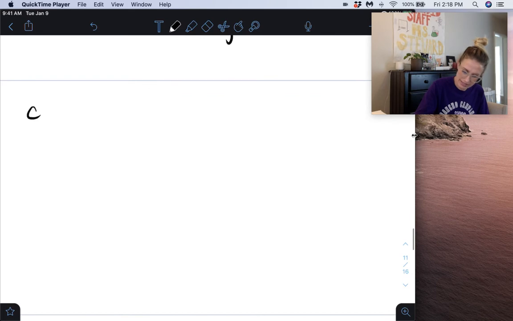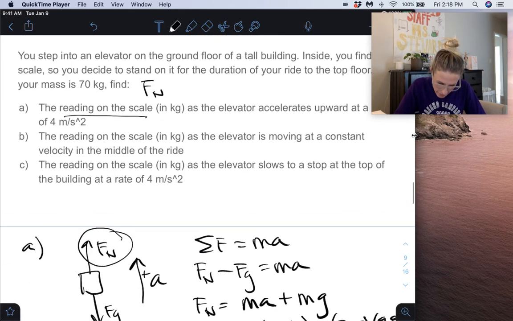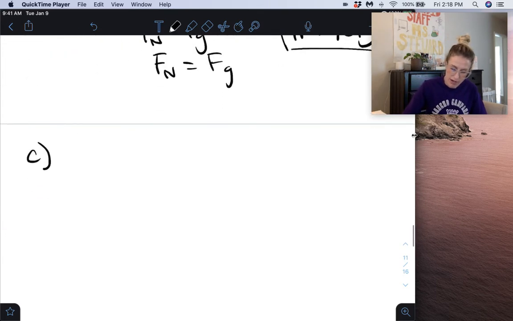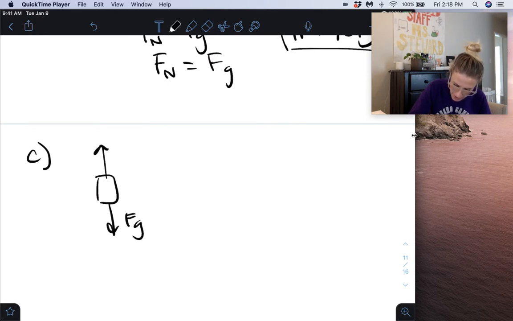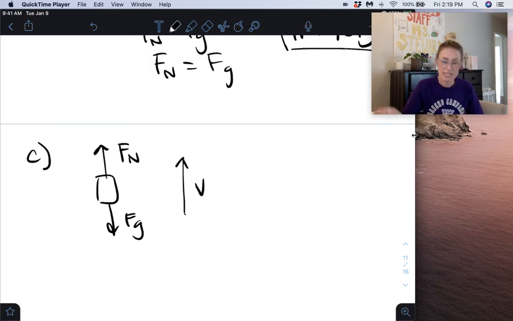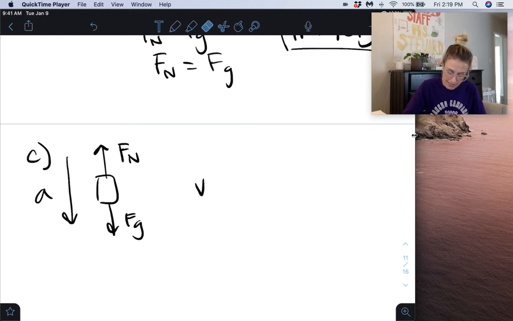And then last but not least, for part C, we have the reading on the scale in kilograms as the elevator slows to a stop at the top of the building at a rate of 4 meters per second squared. Here for part C, we again have the same free body diagram, force of gravity down, normal force up, but now we're slowing to a stop. If my velocity is upward and I'm slowing down, that means the acceleration has to be downward, because when we slow down, our velocity and our acceleration are pointed in opposite directions. So my acceleration is downward.